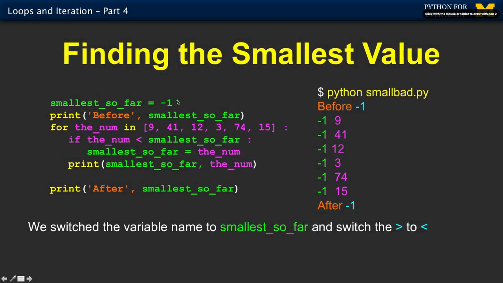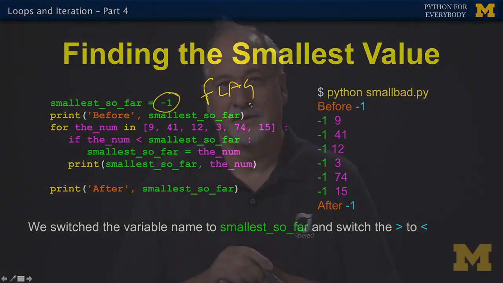So there's kind of a flaw. We were using this -1. There's a word for it. It's kind of like a flag value. It's not really the smallest number we've seen. It's like an indicator that we haven't seen any numbers.